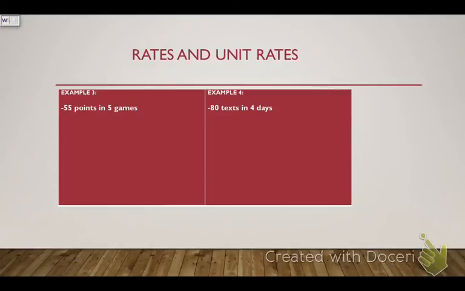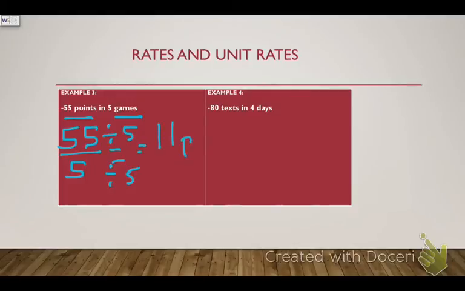Okay, next one. Example number 3. 55 points in 5 games. Let's write it as a ratio, just as you see it. First number always goes first. If we want to know how many points it is for one game, again, divide by the smaller number. So I'm going to divide 5 by 5 and 55 by 5, and I'm going to get 11 points per game, or for one game. In other words, for every one game I played in, I'm going to score 11 points. This is a unit rate because I have 1 here.